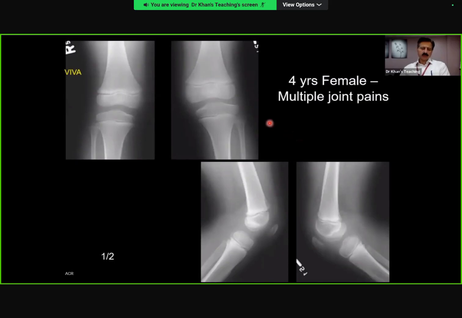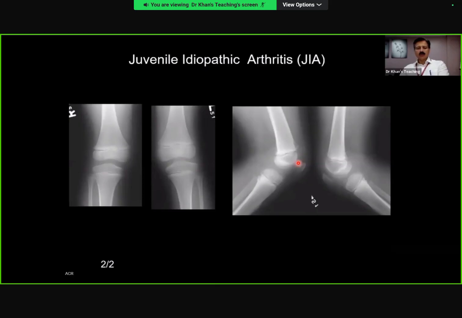Here what has happened is that if you see this epiphysis and compare it with this one, this is bigger as compared to that. Look at this one, it is bigger as compared to that. Look at the lateral and look at this patella versus this patella. So how can you explain this? JIA.